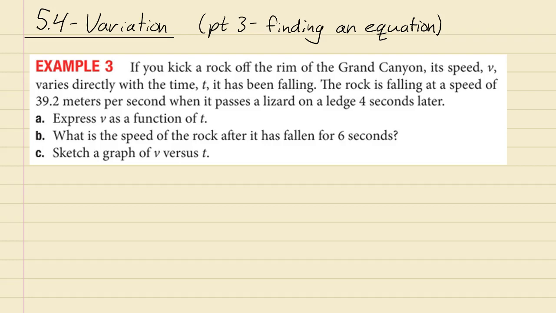So let's see. If you kick a rock off the rim of the Grand Canyon, its speed v will vary directly with the time t it has been falling. So let's just translate that part first. When it says that its speed v varies directly with the time t it has been falling, that means you can write an equation in the form v equals k times t for some constant number k that doesn't change even as t changes.